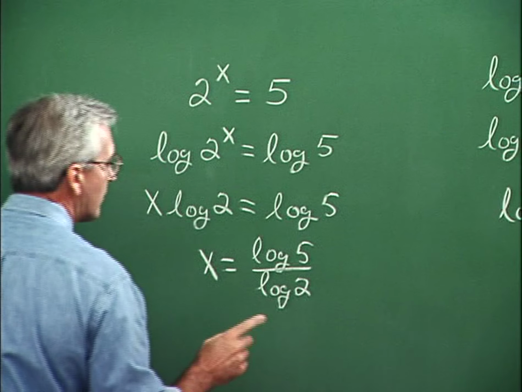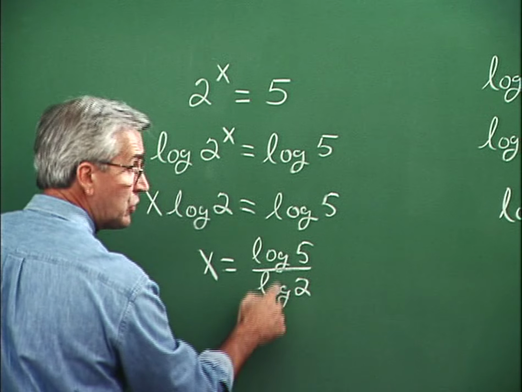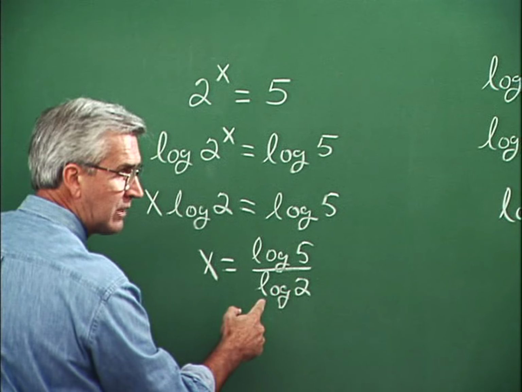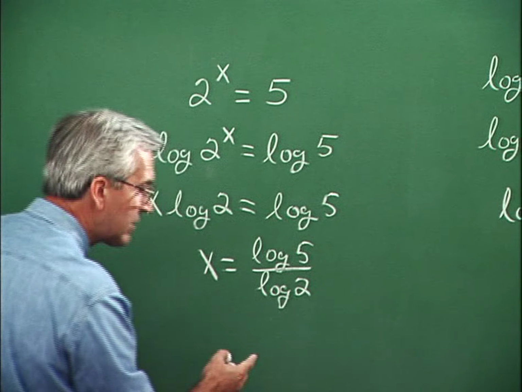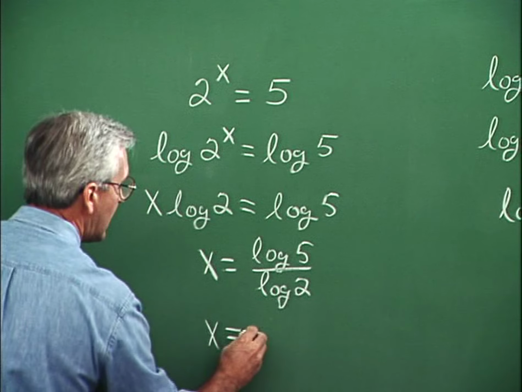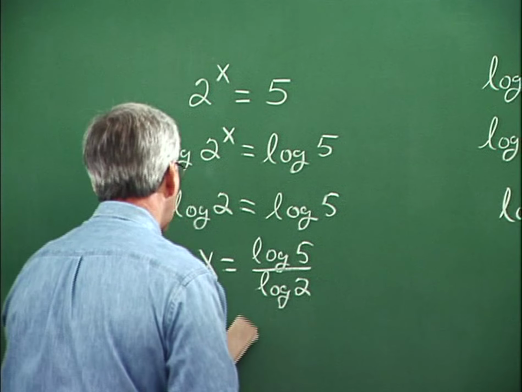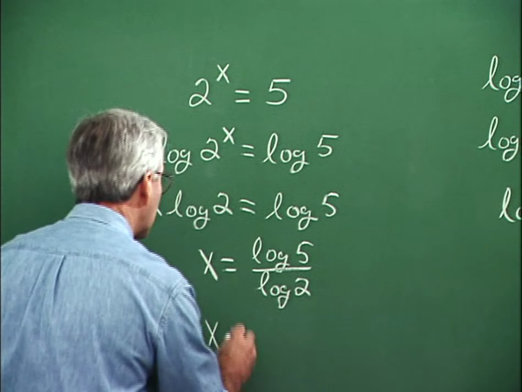Now don't make the mistake of thinking that we can cancel the two logs here. That would be kind of like canceling radical signs or something like that. It's an operation that is being described here. So x then is this quotient, and punching the calculator we find x to be, and I should say approximately, equal to 2.32. So the exponent that is on 2 to give 5 is 2.32.